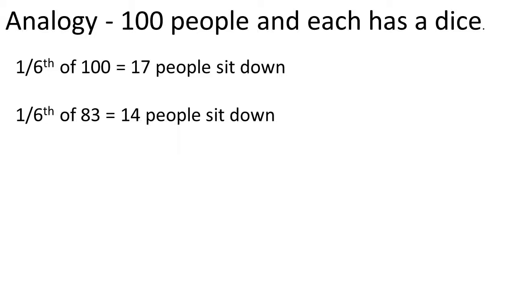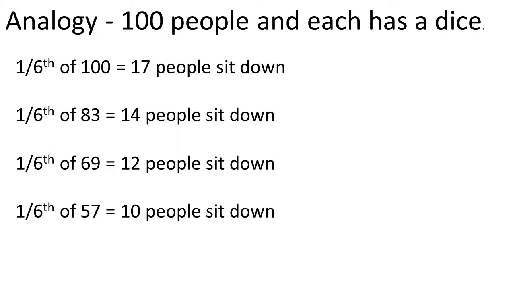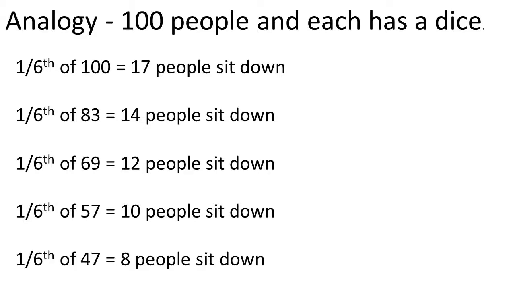1/6 of them go pop on the second roll. I ask them all to roll the dice again, and 14 people sit down. And then we've got 69 people left, 69 unstable atoms left. We roll the dice again. 1/6 of them gets a 6, 1/6 of them pop, and 12 people sit down. And then we've got 57 people, they roll the dice again. Those who roll a 6 sit down. And 10 people sit down, and then we've got 47 people, and then we roll the dice again, and 8 people sit down.